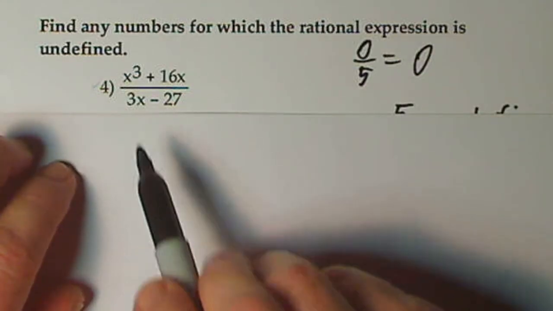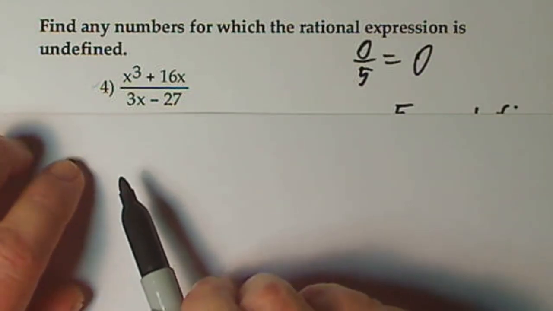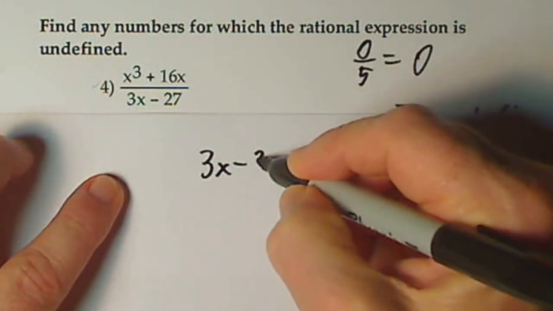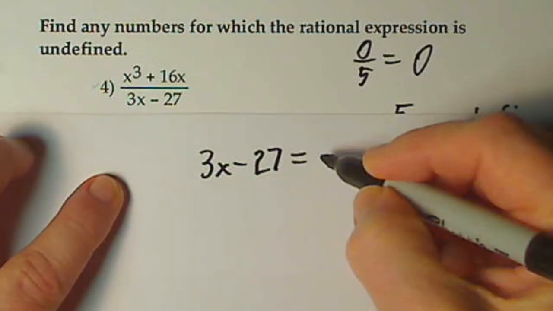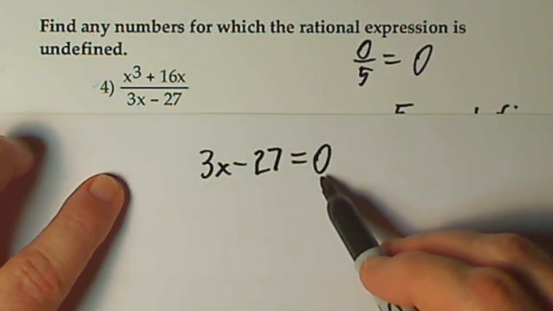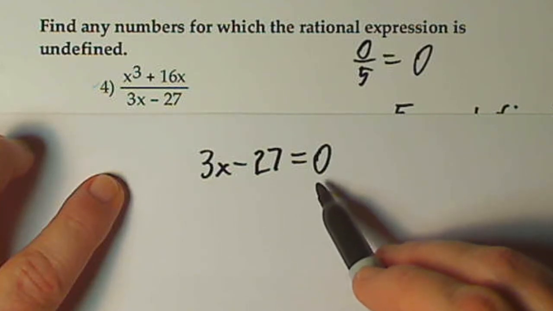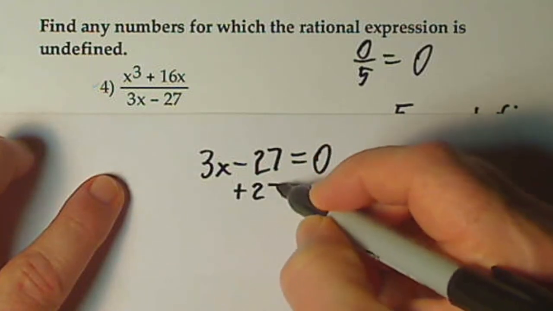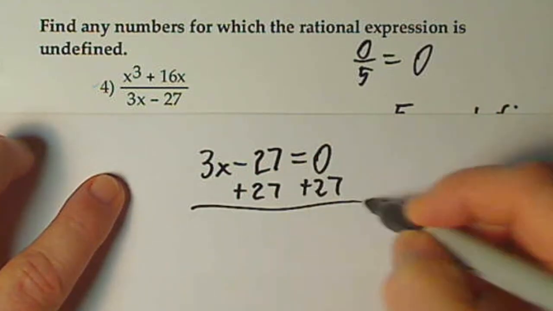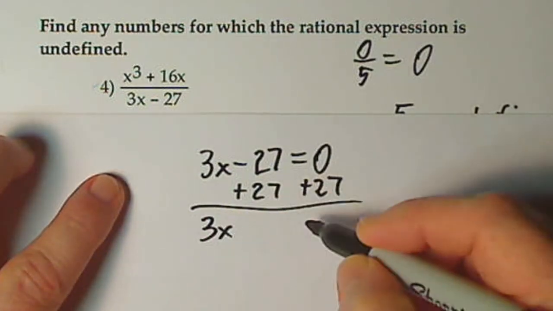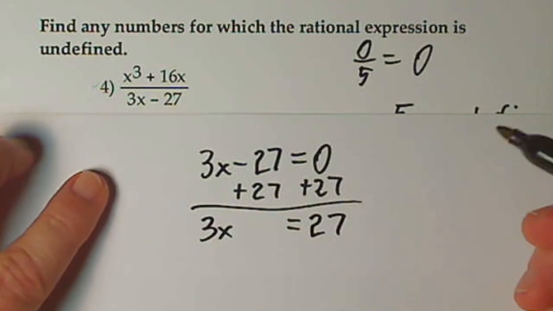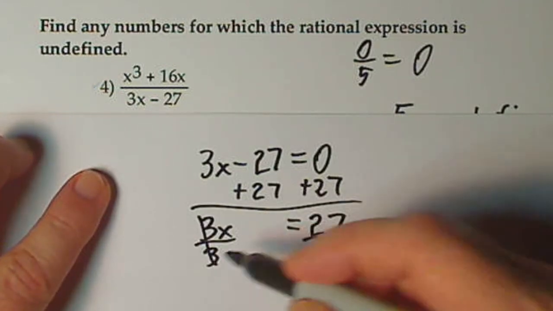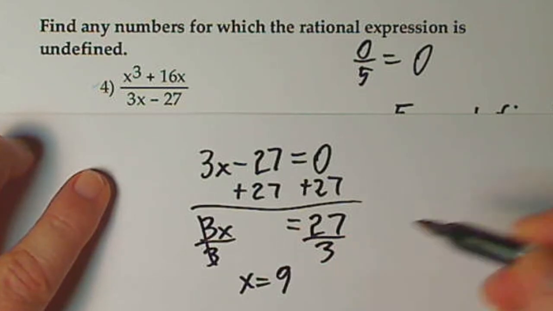So sometimes you can just look at it and figure that out. If you're not able to do that, just take the denominator and set it equal to 0. You're basically looking for trouble, so to speak. You want to find out when the denominator causes trouble. So for this, you would solve for x, add 27 to each side, and that's going to leave you with 3x equals 27, and you're going to get rid of your 3, so divide by 3, and you'll be left with x equals 9.